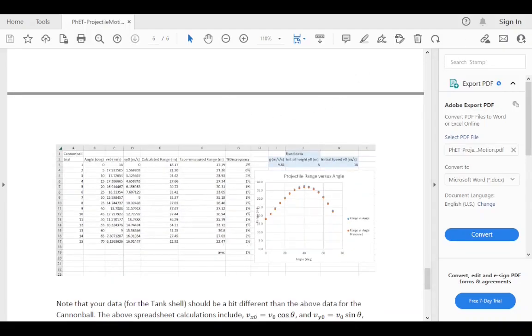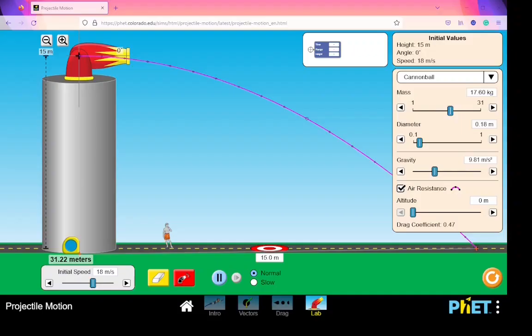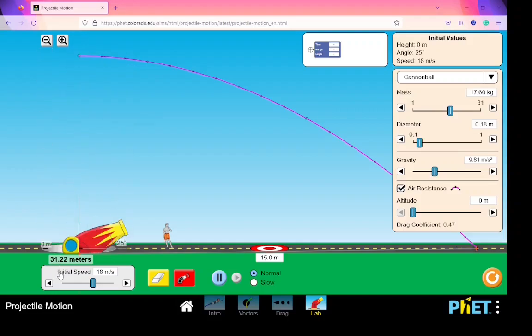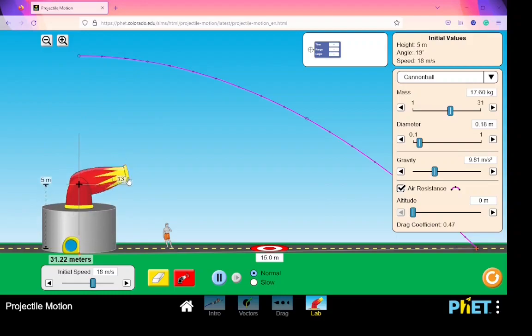Okay, so let's go over to our FETSIM and see what we're going to do here. To follow the spreadsheet that we have, we can start off by setting the height to 5 meters. That's what it says to do. Clear this off, and we're going to leave the speed like that. We're going to start off at an angle of 0, and then start shooting it, measuring the range.